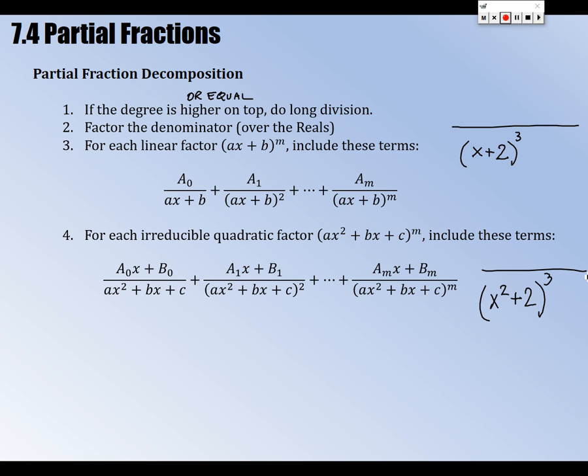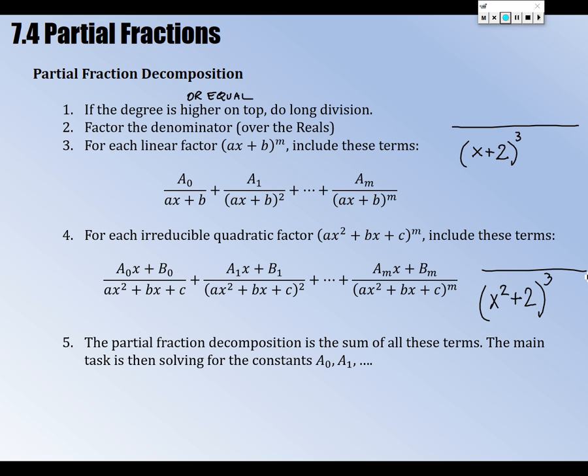So that's why you see up at the top. Again, don't be intimidated by all the subscripts here and everything. Just know that what we're looking at is something times x plus something for each of the numerators. Use whatever letters you like. And then, of course, the last task here, if you can swallow 3 and 4, is actually solving for the constants, right? Which will be done.